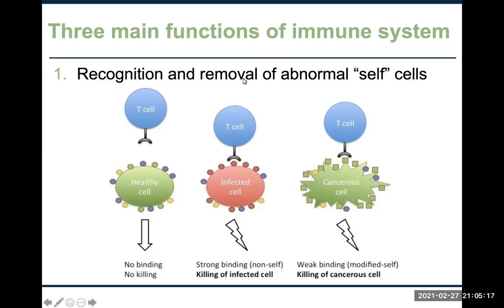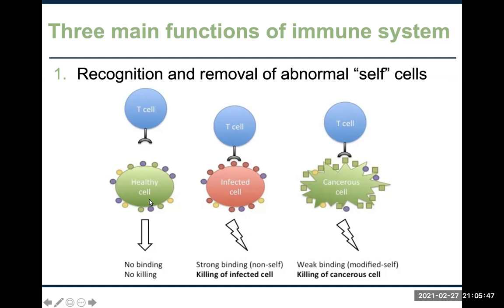Here's number one. So, one is recognition and removal of abnormal self cells. Here, what happens is abnormal cells occur when growth and development goes wrong. So, like in diseases that we talk about as cancer, right? So, cancerous cells is basically cells that are dividing rapidly and they have mutated. In this particular case, cancers are detected and destroyed before they get out of hand.